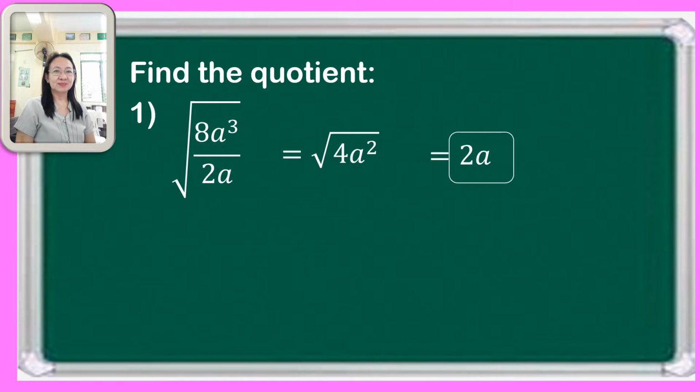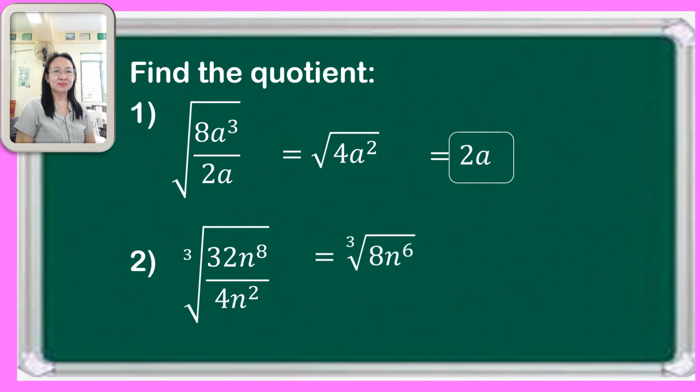Let us have more example. For number 2, the given is the cube root of 32n raised to 8 divided by 4n squared. So similar to the first example, we can divide the radicand: 32 divided by 4 is 8, n raised to 8 divided by n squared is n raised to 6. So we can get the cube root of 8n raised to 6. Observe that 8n raised to 6 is a perfect cube, so we can get 2n squared. That's our quotient.